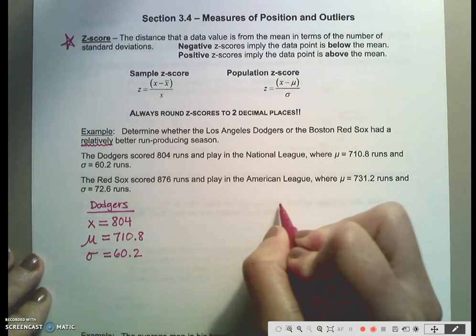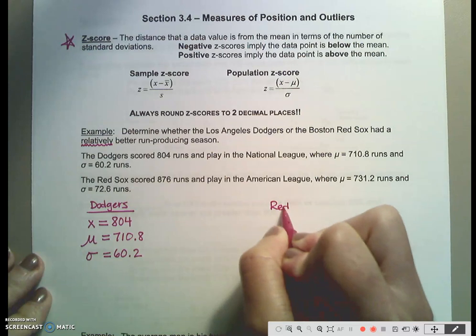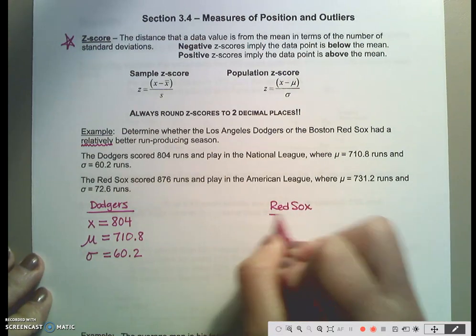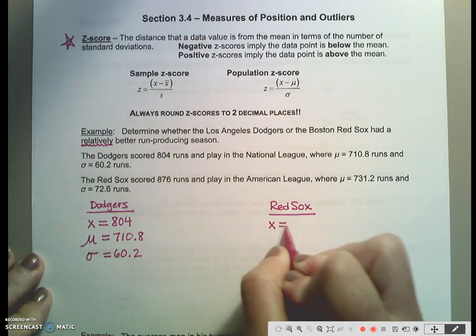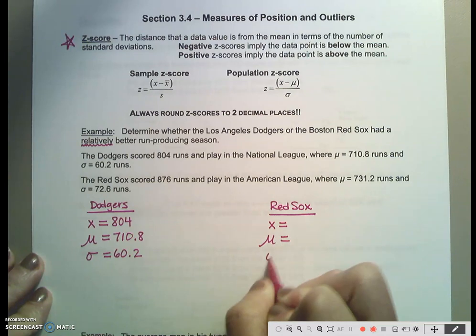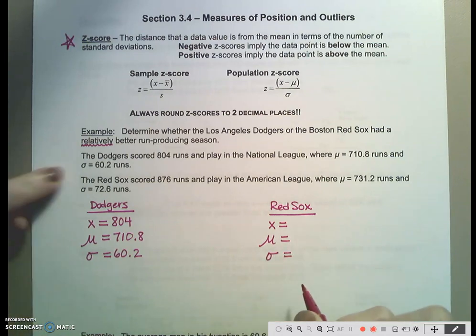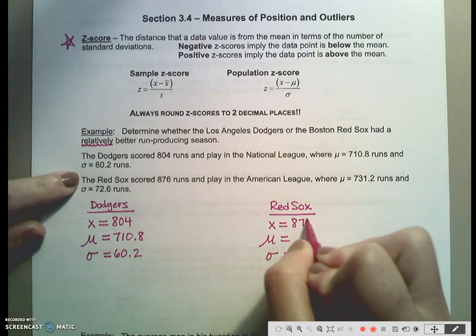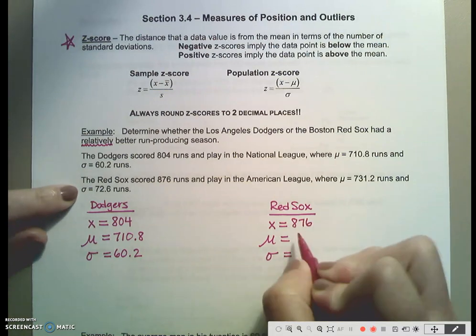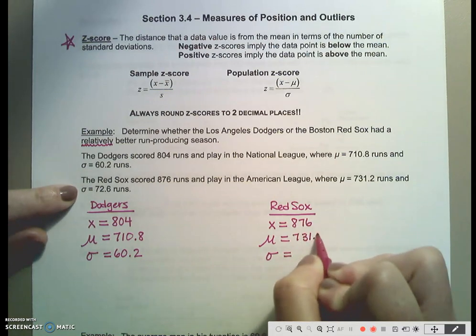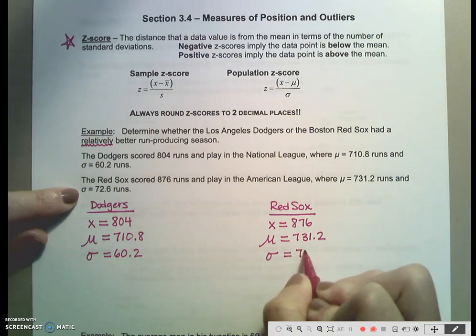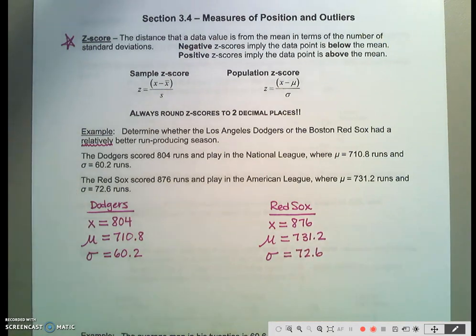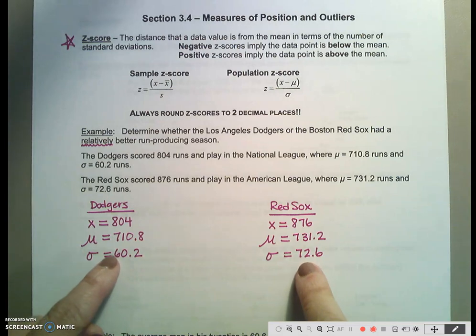And then over here, I'm going to talk about the Red Sox. I'm going to do the same thing, x, mu, and sigma. So they had 876. The mean was 731.2. I can't tell you how much I think it's going to help you if you guys would organize it like this.